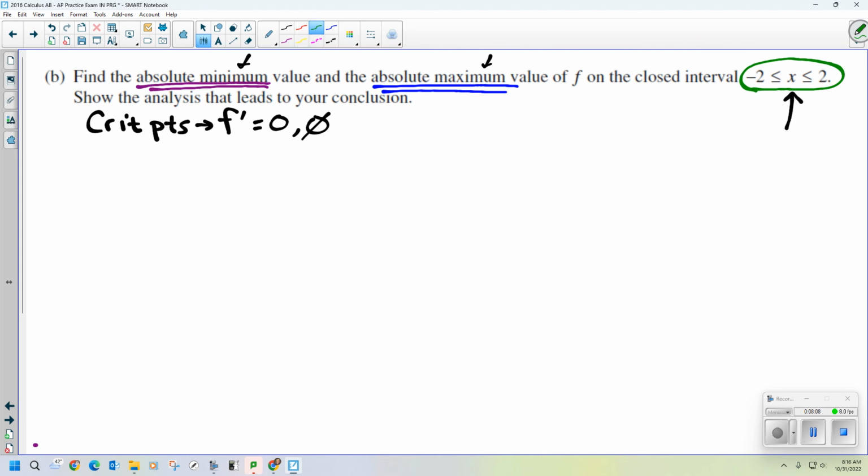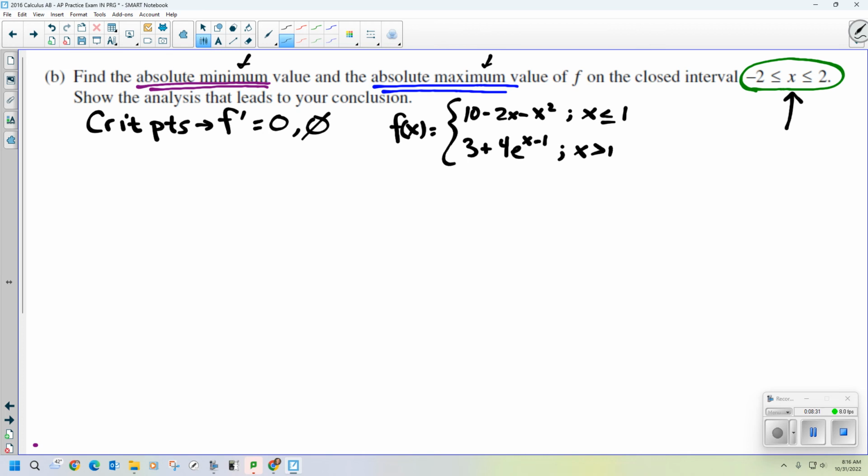So let's start here. And first, let's rewrite what our piecewise function was. We had f of x equals 10 minus 2x minus x squared, when x was less than or equal to 1, and then 3 plus 4 e to the x minus 1, when x was greater than 1. Okay, this is what we got here. So I've got to take the derivative of this. I'm going to do this individually because we have two pieces. Let's see where this is equal to 0 or undefined.